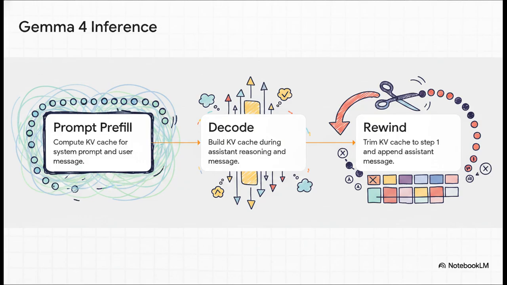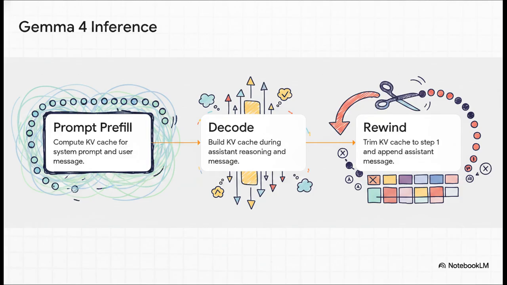To see why this hurts your orchestration layer, let's trace a token's journey in Gemma 4. Step 1. You pre-fill the prompt. You're computing the KV cache for the system prompt and the user message. Step 2. You decode. The model builds up that KV cache while generating the assistant's reasoning and the final output. But then we hit step 3.